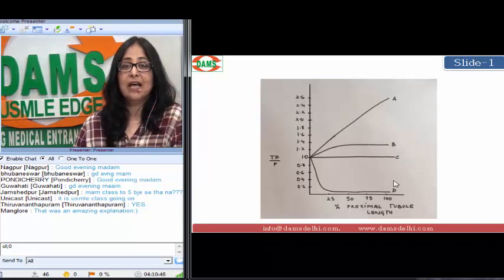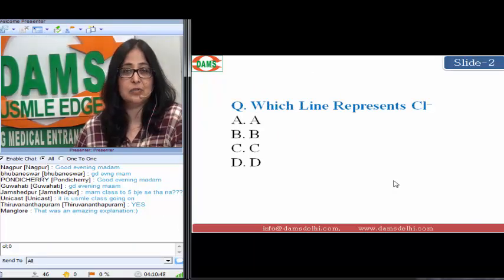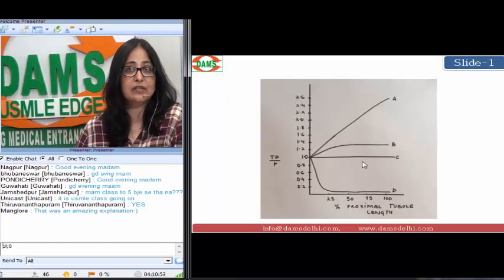Now this was a question which is asked in the PG entrance. It says, which line represents chloride? A direct question, which is not difficult at all. Which is the one which represents chloride? My answer would be B, right?